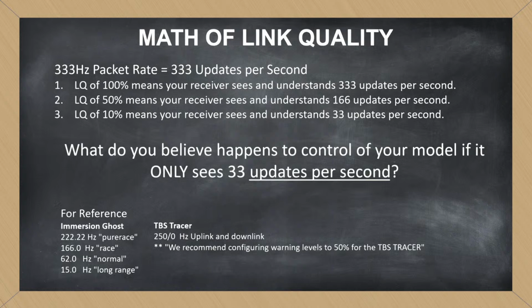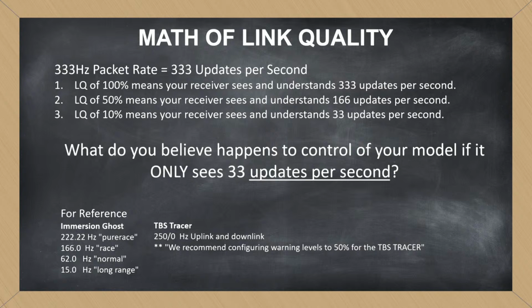All right, so let's get into the math of the link quality. Let's assume for a second, and I picked 333, and the reason I picked 333 is because you can use that for 8-channel, or you can use it for 16 divided by 2. So at 333 hertz packet rate, you get basically 333 updates per second. This is the part that I said I was going to show you how to figure out for yourself, and you'll make your own choice.